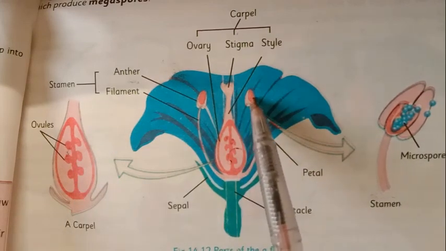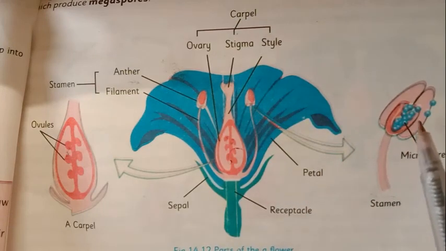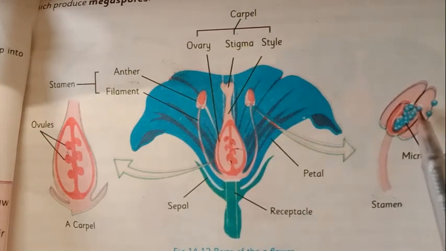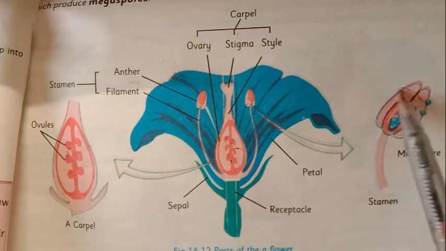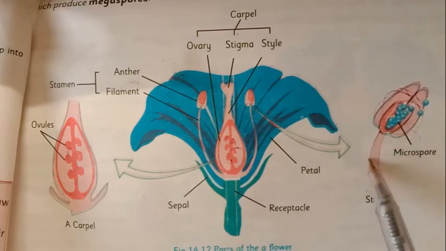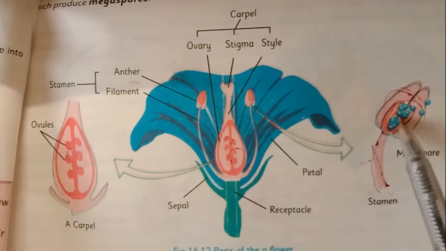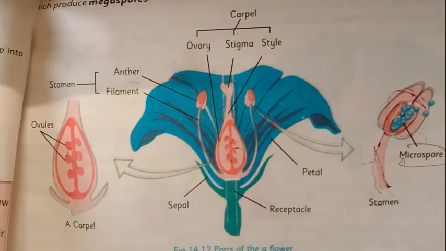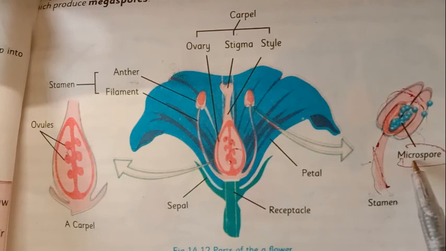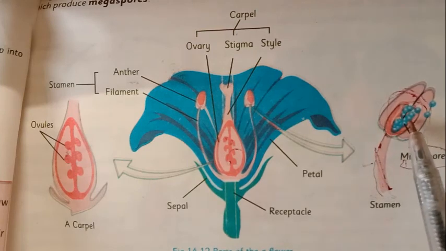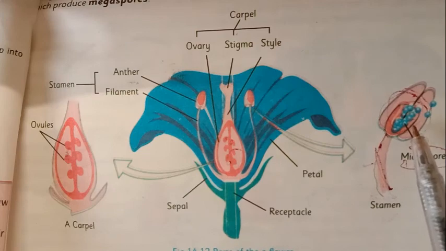And the male organ is called stamen. This is the structure of the whole stamen. The upper part is called the anther, and the stalk-like part is called the filament. The microspores are pollen grains. These are the pollen grains. The pollen grains are produced inside the anthers, and pollen grains or microspores give rise to the male gametes.